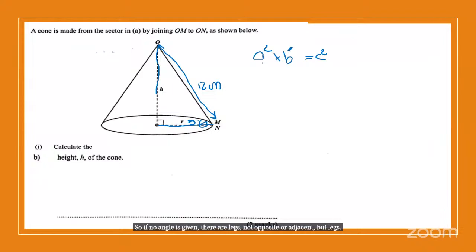So A, what we want A to be, we can choose any letter. Let's say H. So H squared plus, what is B? 5.6 squared. Is equal to C squared, which is what? C is what? 12 squared.